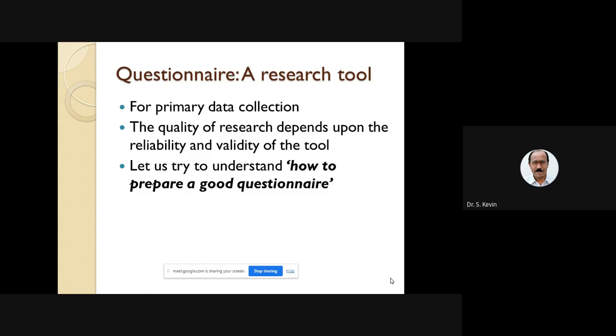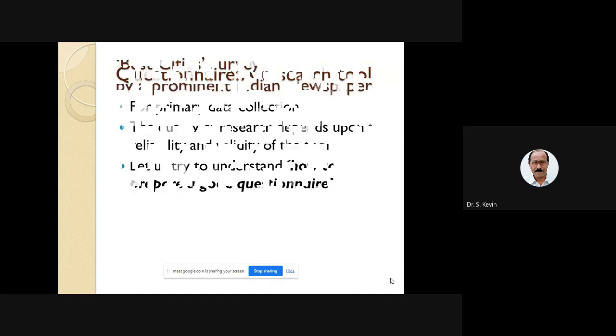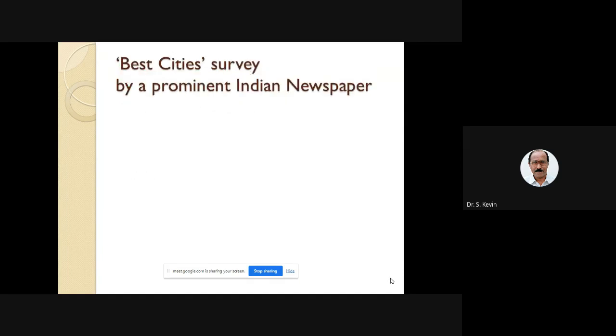In this session, we are trying to understand how to prepare a good questionnaire. That is the purpose of the session. Now, let me start with an example. There was a survey by a prominent Indian newspaper, and I'm not giving the name of the newspaper. It was called the Best Cities Survey. It was an all India survey. They were trying to find out which is the best city or best cities in different parts of India through a questionnaire. So we will see what they asked.